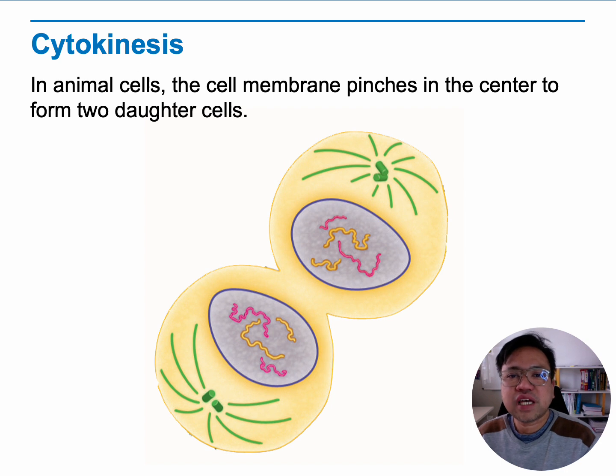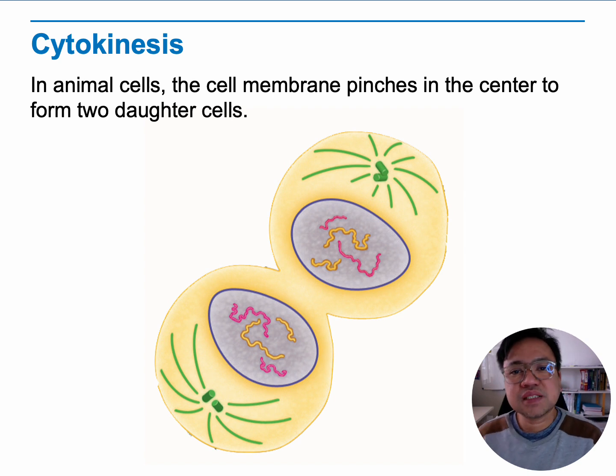Now we have reached cytokinesis, the final step in cell division. This step typically occurs during telophase and is crucial for completing the division of one cell into two. In animal cells, the cell membrane pinches into the center to form two new daughter cells. In animal cells, the cytoplasm is divided by drawing the cell membrane inward into two separate parts.